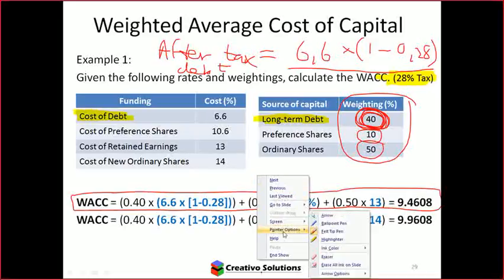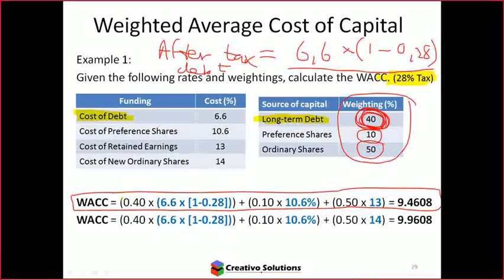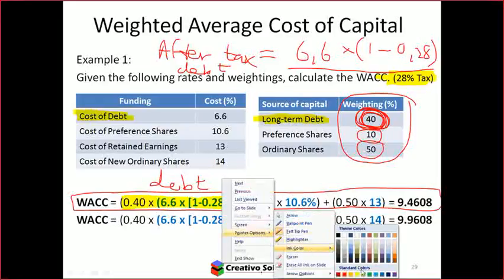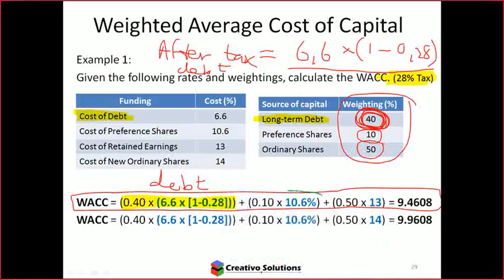Notice, the only one that we need to take tax off is this one here. So there's the weighting. What is that representing? That's representing my debt. What is this representing? The pref shares, not equity, pref shares. That's representing the pref shares.